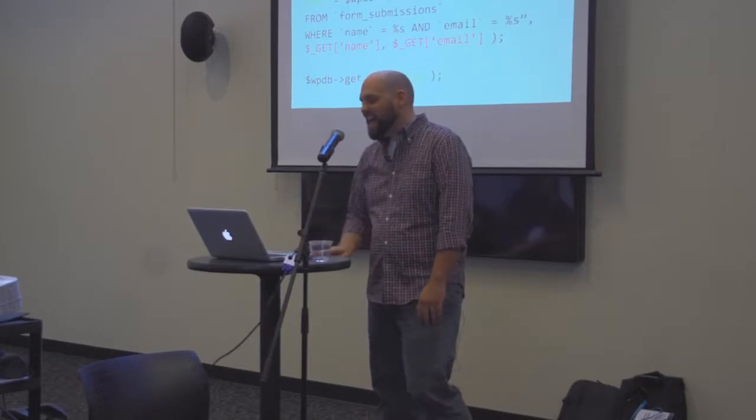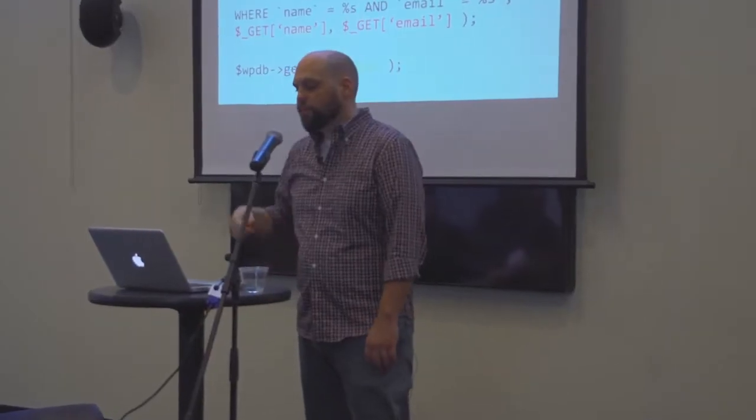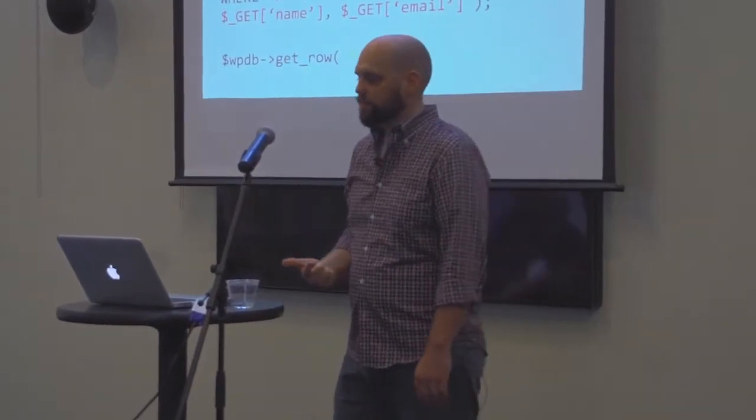That's right. One more prepare for the road. So this example just shows multiple different parameters for the prepare method, and it's essentially the same. We are using the %s token because the name and the email are strings, so we need to tell the database to treat them as such.